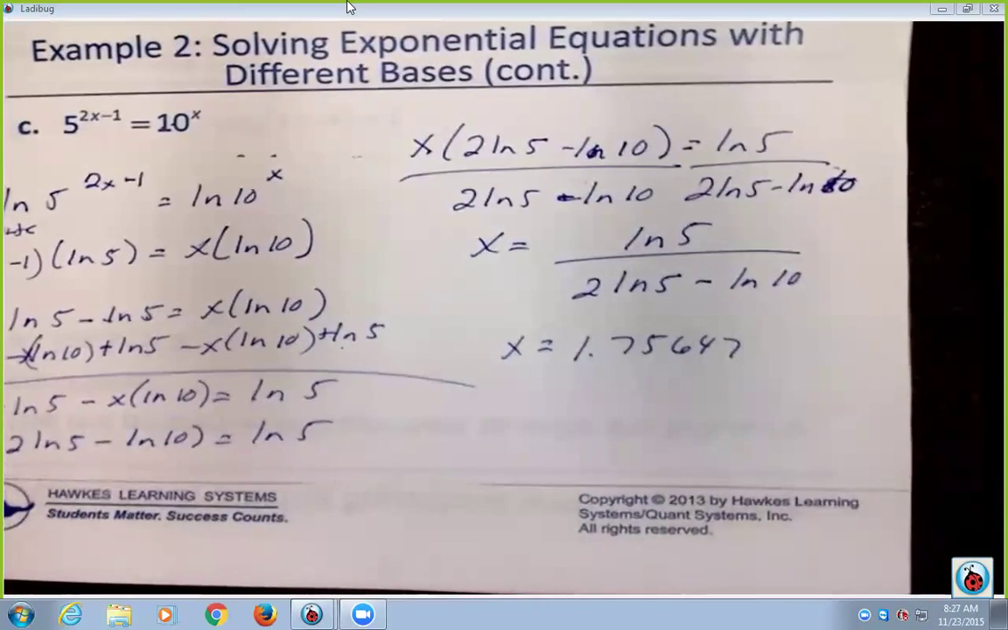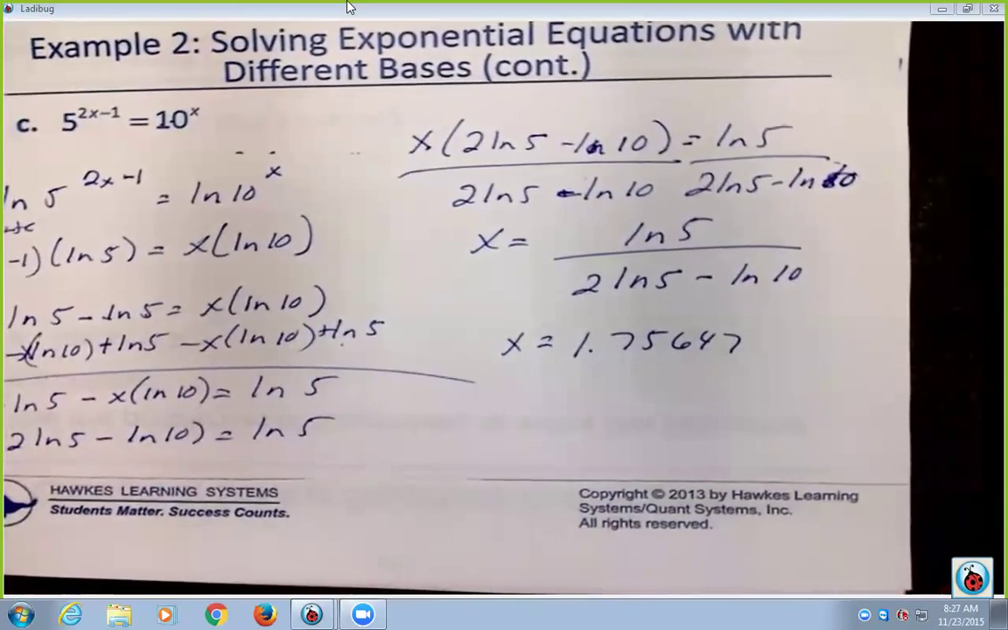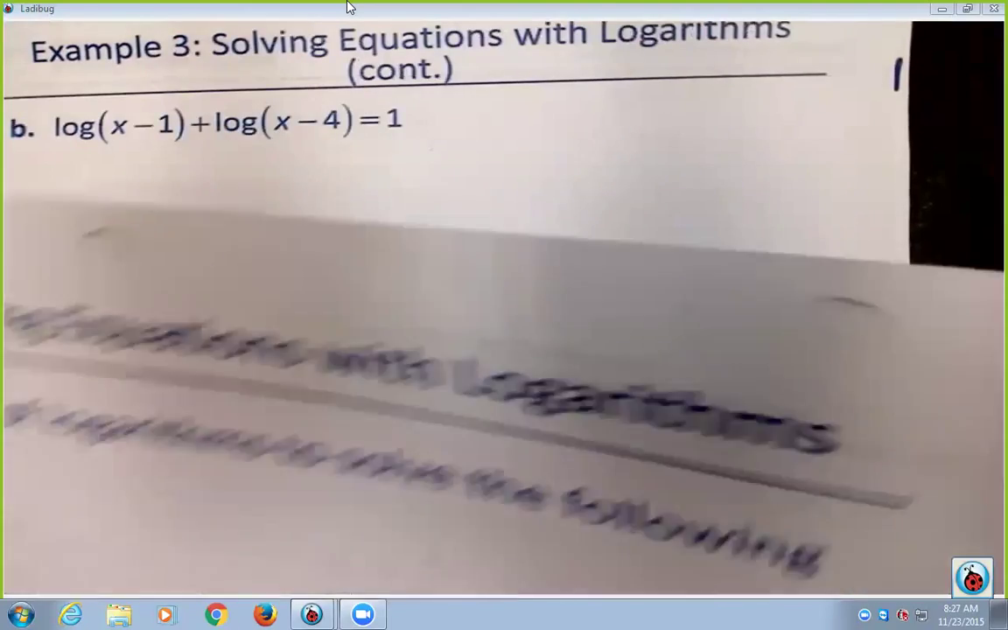So that's our process with this one. You want to be careful with that one and watch what you've got going.